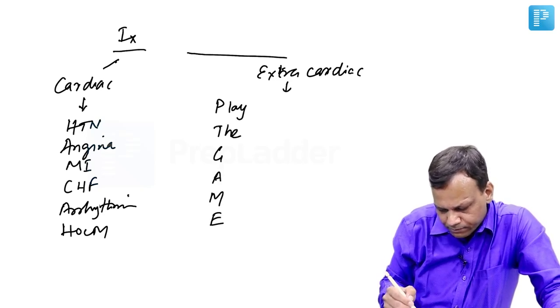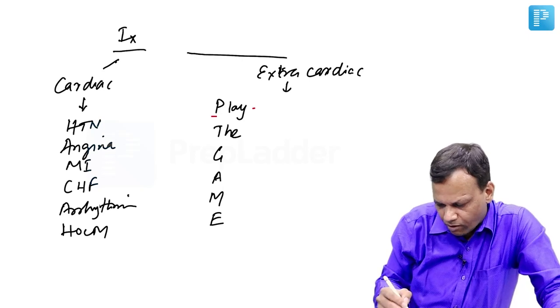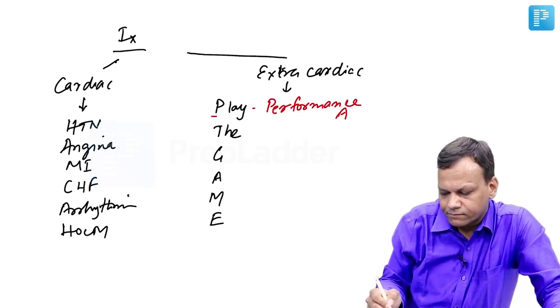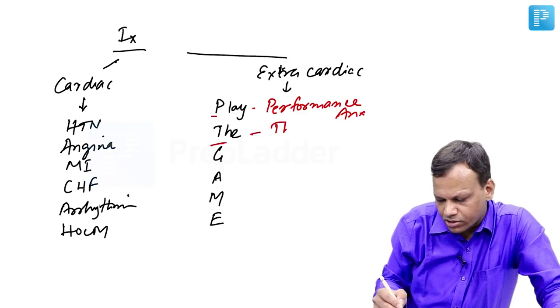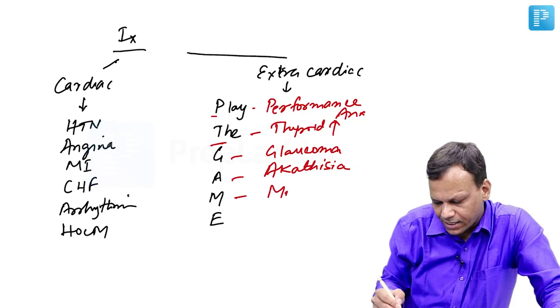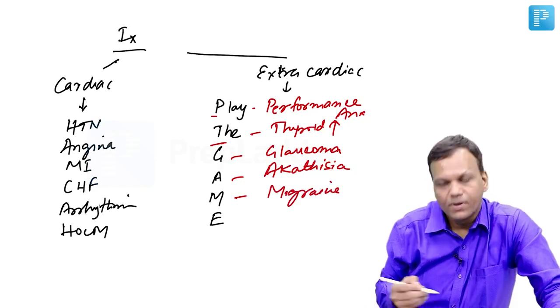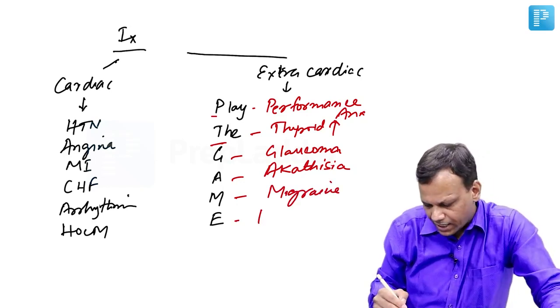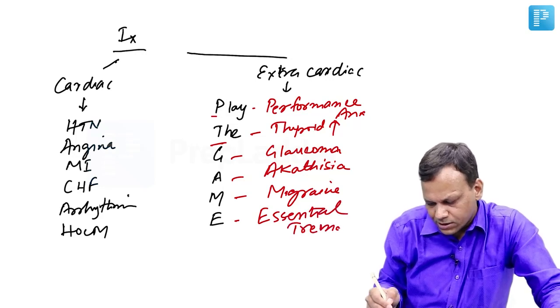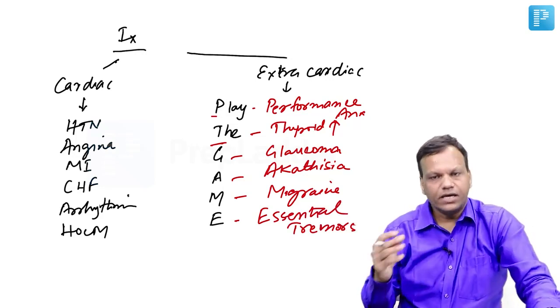Extra cardiac uses, you can remember them as "play the game." Performance anxiety. Thyroid, hyperthyroidism. Glaucoma, timolol is used. Akathisia, beta blockers are drug of choice for akathisia. Migraine, they are used in prophylaxis of migraine. Propranolol is drug of choice. And essential tremors, beta blockers are used. So beta blockers, they are used in "play the game."